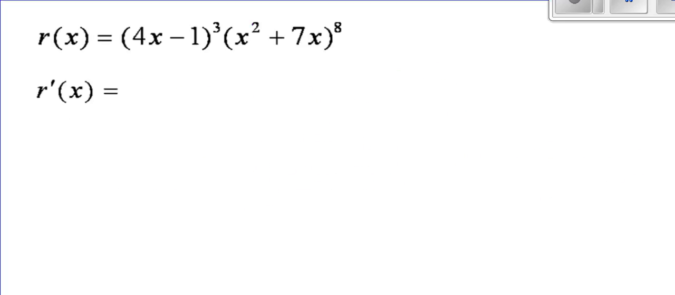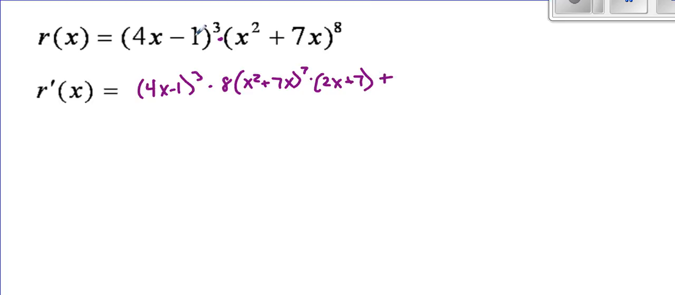And here's this one. And we can see that we've got a product rule problem again. So we've got this first function times the second. So here we go. Our first function, we'll just leave it alone. And we're going to take it times the derivative of the second. Our outside function is u to the 8th, so it's going to be 8x squared plus 7x to the 7th times the derivative of the inside, which is 2x plus 7.